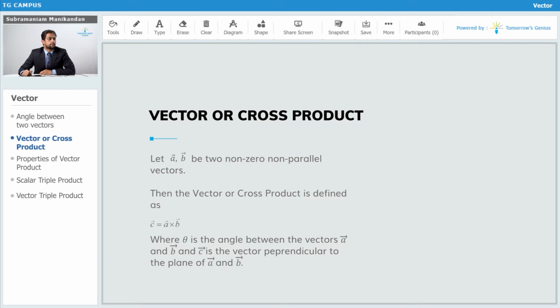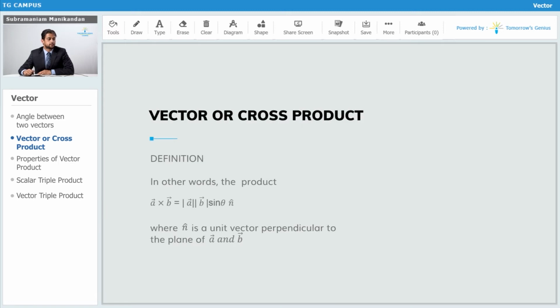Let A bar, B bar be two non-zero and non-parallel vectors. Then the vector or cross product of these vectors is defined as the vector C bar, which is denoted as A bar cross B bar. The multiplication sign in between is read as cross, A bar cross B bar. And this can further be written as A bar cross B bar is equal to magnitude of A bar times magnitude of B bar times sine theta times n cap. What's n cap?